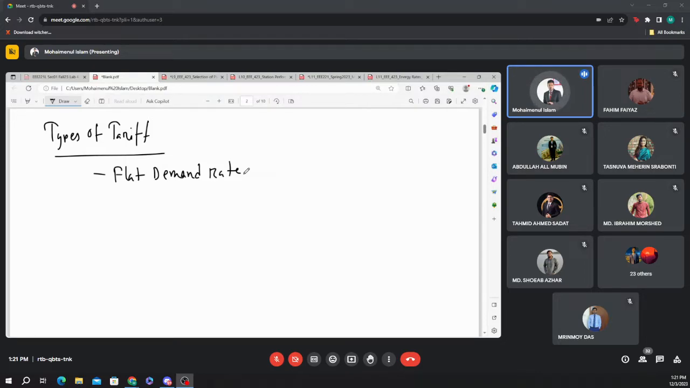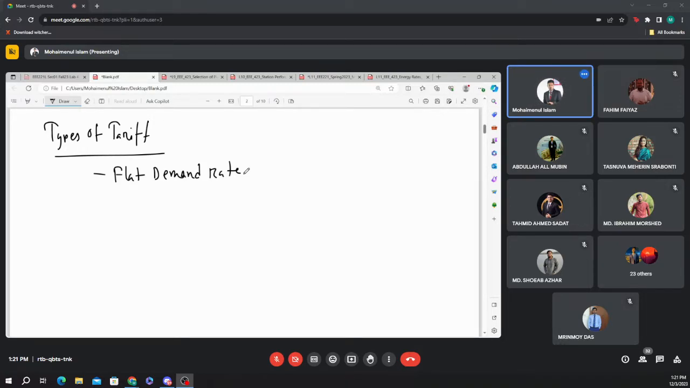This is not actually practically used so far. It is based upon the old fashioned, maybe the previous 1800s. In that time, they used street lights, right? For that street light, they had the fixed demand rate. So they chose to design the tariff using flat demand rate.